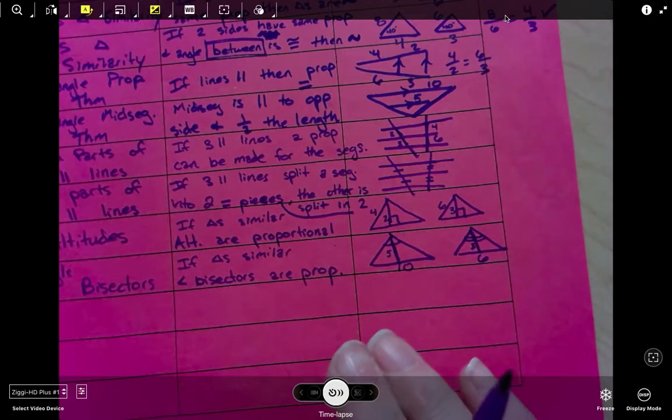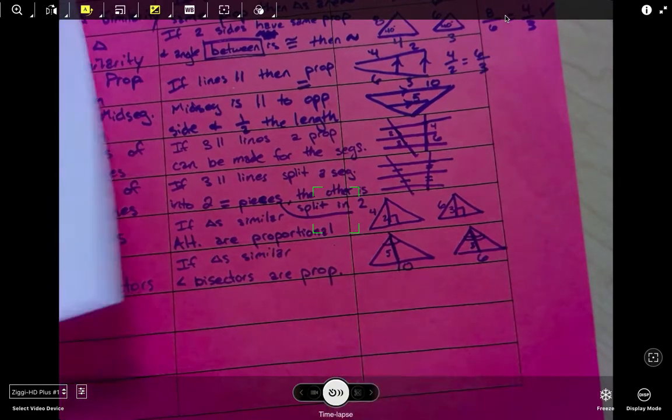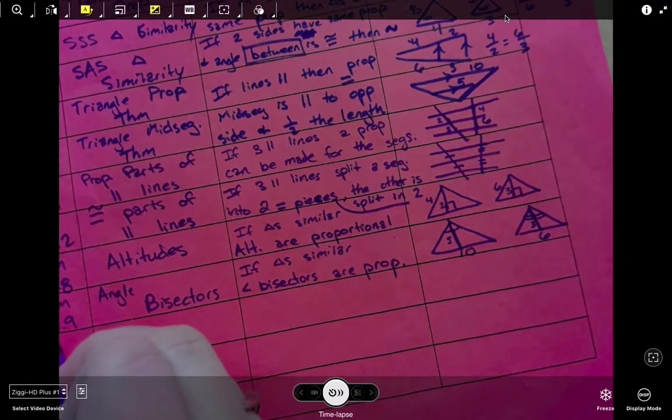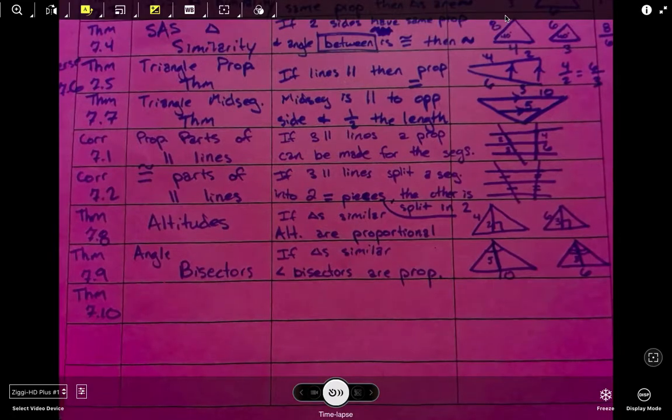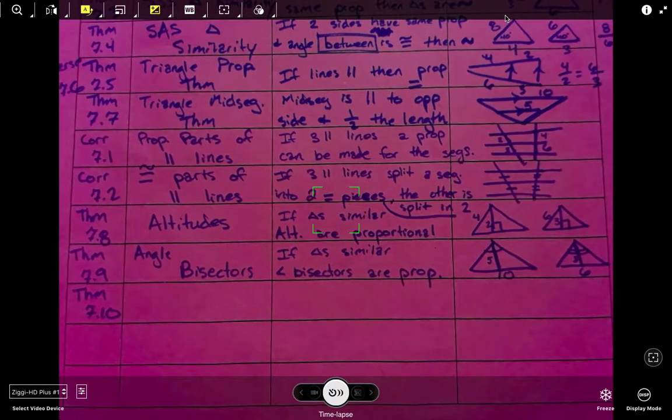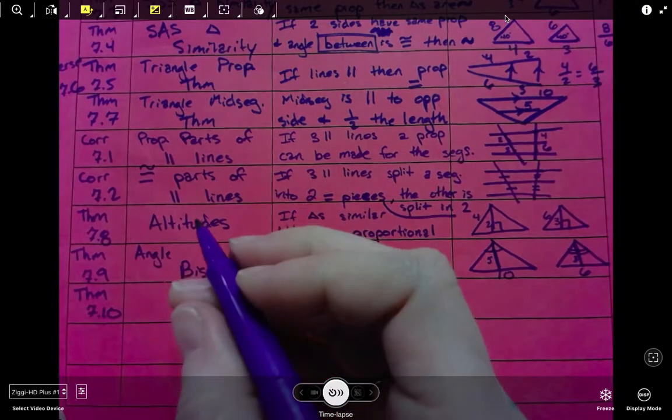All right, and the last one is 7-10. So theorem 7-10. If you need to pause this video, if I'm going too fast, please feel free to do so, because I am writing these rather fast.